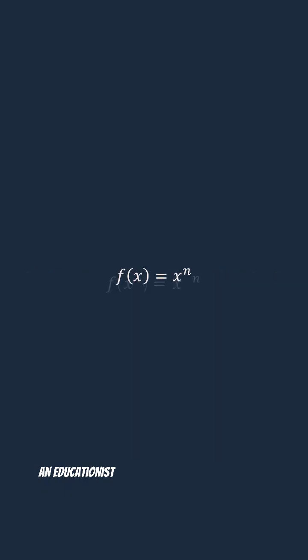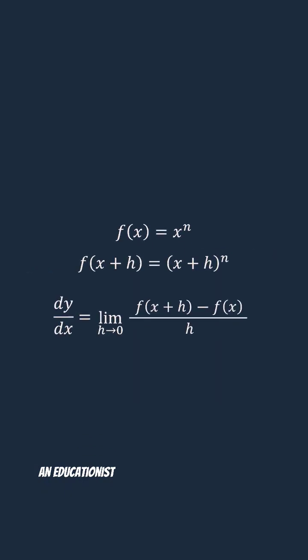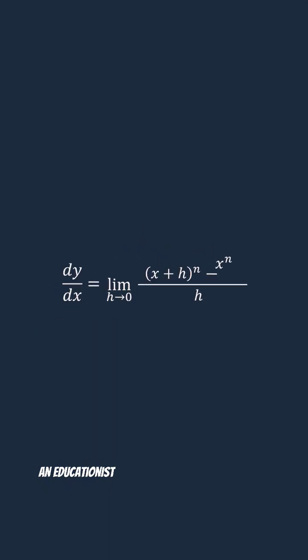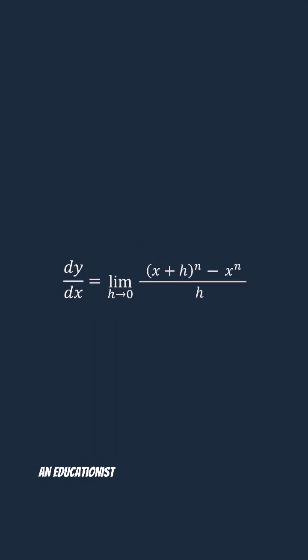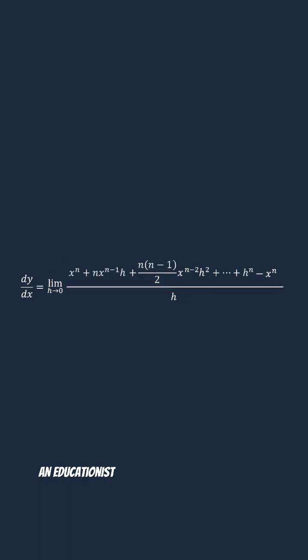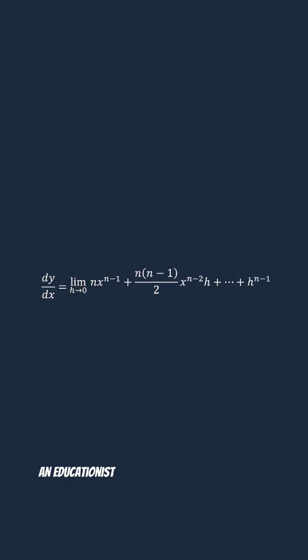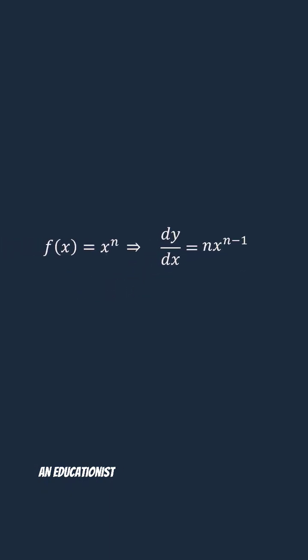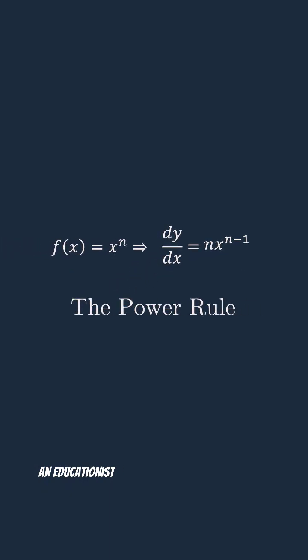Using the same approach, we substitute f of x plus h into the formula and expand x plus h to the power of n, using the binomial expansion. When we simplify, the x^n terms and the terms involving h cancel out as h tends to 0, leaving n times x to the power of n minus 1. This is called the power rule. To differentiate, multiply by the current power, then subtract 1 from the power.